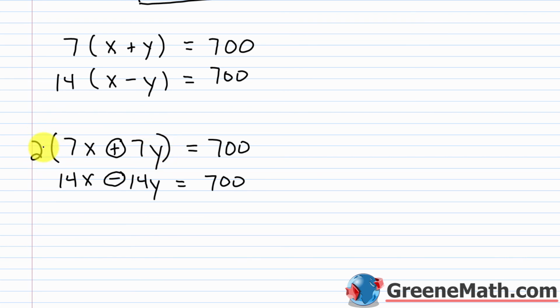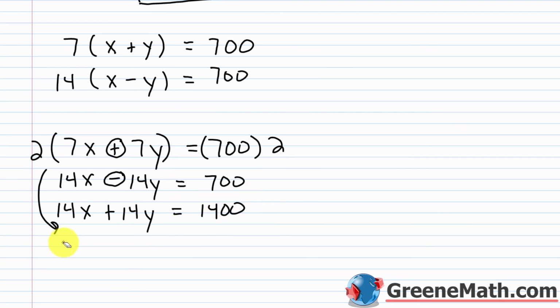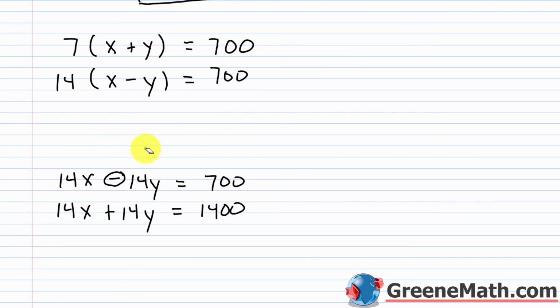If I multiply this side by 2 and this side by 2, I would have 14x plus 14y is equal to 1400. And I'm going to go ahead and erase this for now. And these are going to be the two equations I work with. So I'm going to use my elimination method. 14x plus 14x is 28x. When I add here, negative 14y plus 14y, that's going to be eliminated. And then this equals 700 plus 1400, which is 2100.